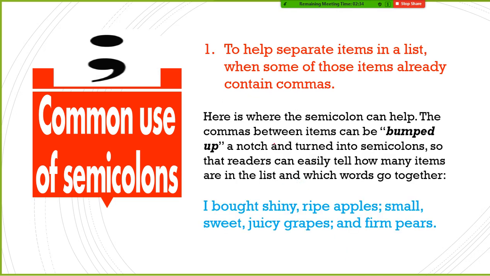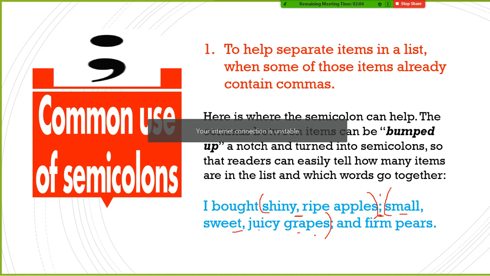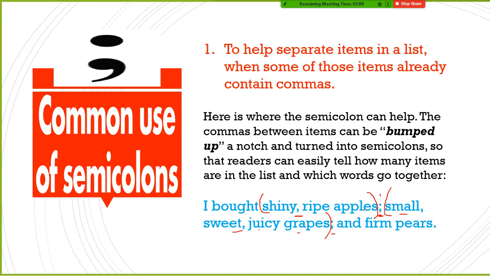Look at this here. This is the first group: shiny, ripe apples. I have separated the two adjectives that describe apples with a comma. Now the second group: small, sweet, juicy grapes. I separate the first group from the second one with the semicolon. The second group has small, sweet, juicy grapes, so I put the commas inside it. But I separated the second from the third with a semicolon. This is the second one.